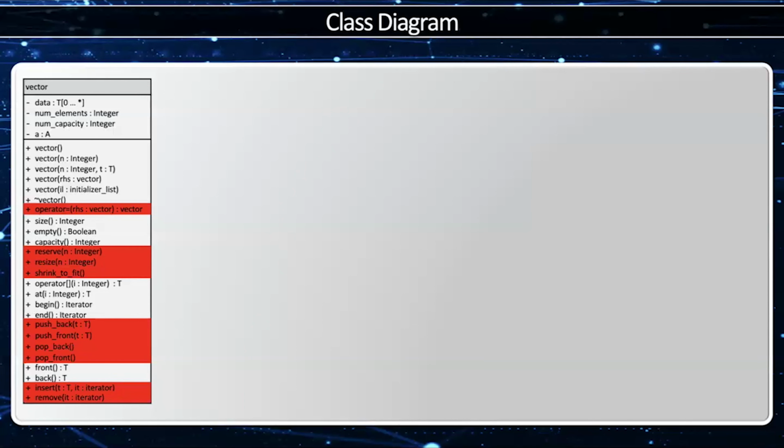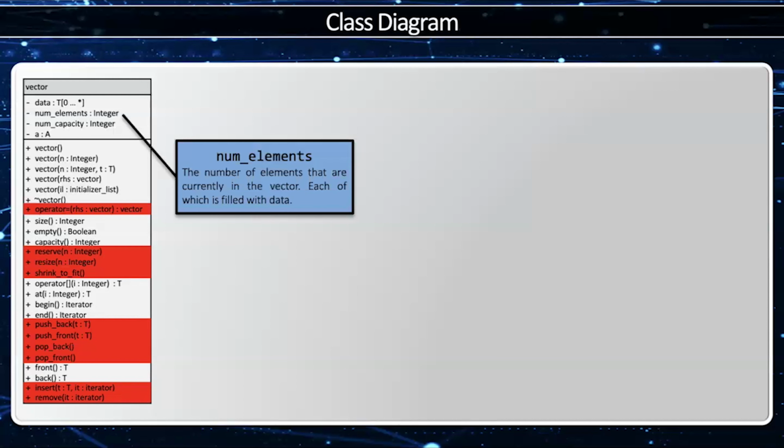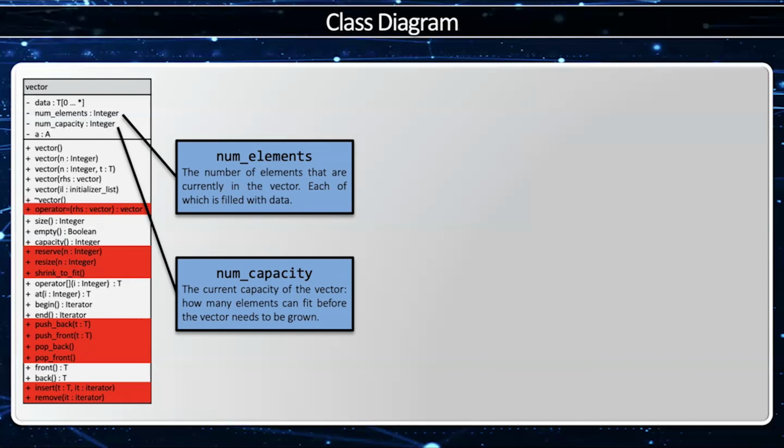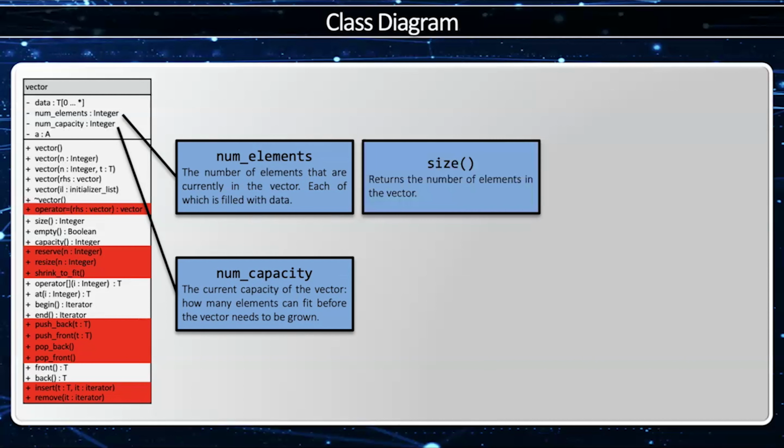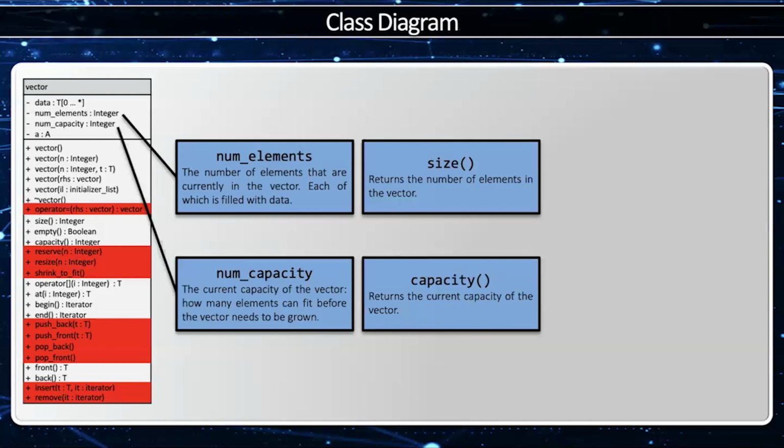There are two attributes related to the size and the capacity. The first one is num elements, and this is how many elements are currently in the vector. And the second is num capacity, the current capacity of the vector, and this is how many elements can fit before the vector needs to be grown. Now, I can always query the vector to see how many elements are currently in it with size, and I can also query the vector to see what the current capacity is with capacity.